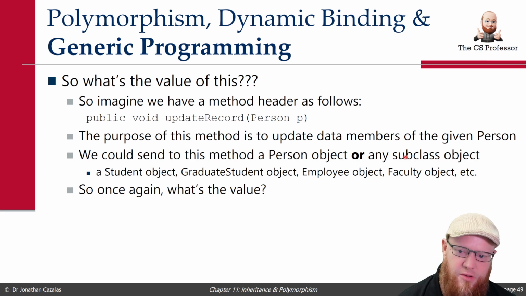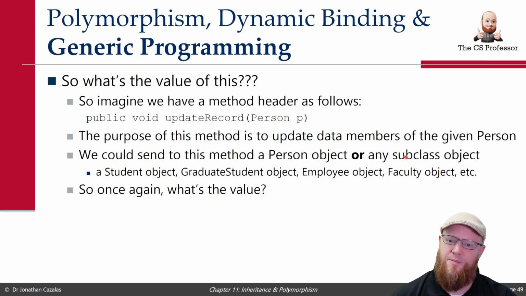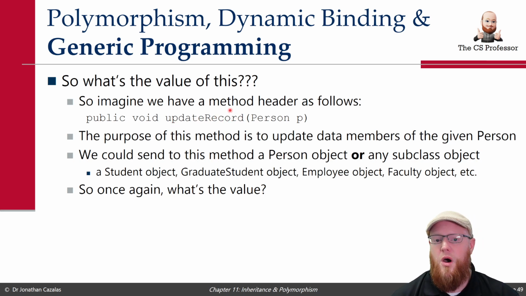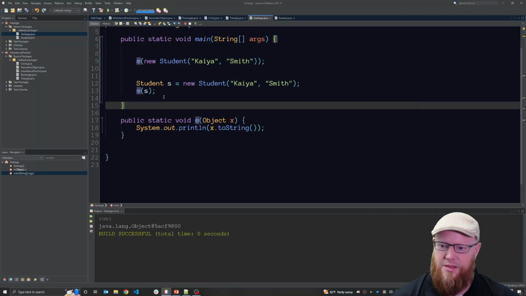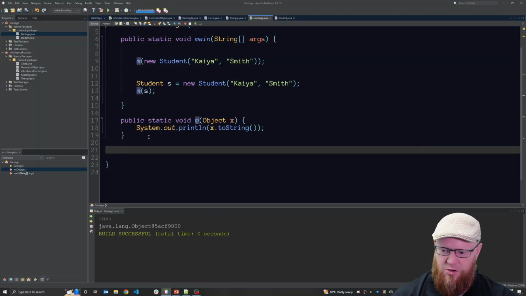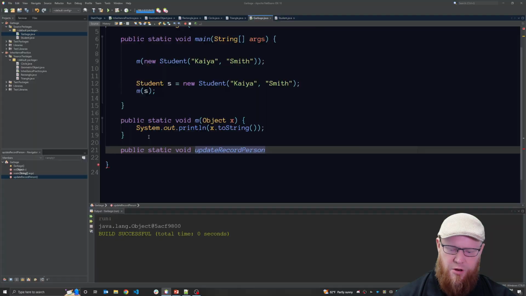Again, what's the value? Third time I've asked that question, here's the value. What if we did not have polymorphism and we wanted to make an update record method? What we would have to do is we would need to make an update record for student. It would be something like this. We would have to make all these different methods. It would be public, static, void, update record person, right? Update record person. And I would send over person P.